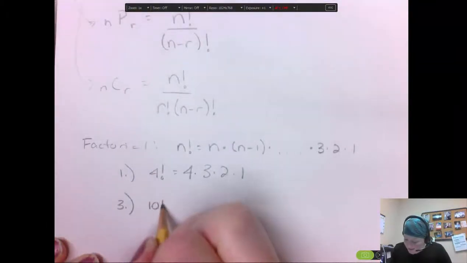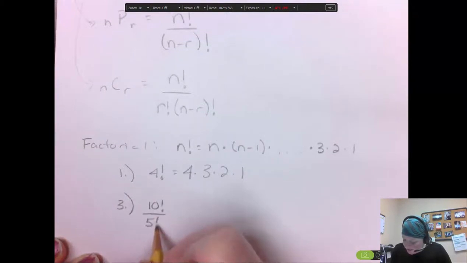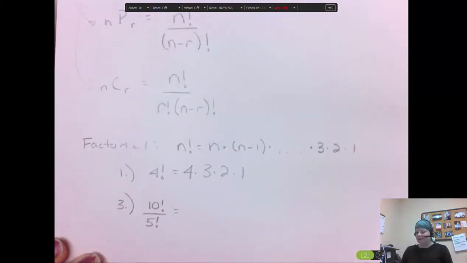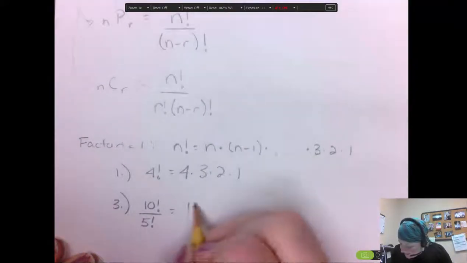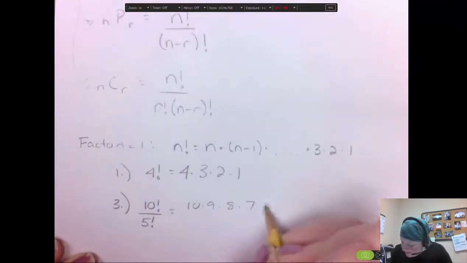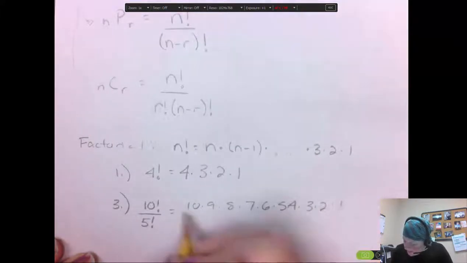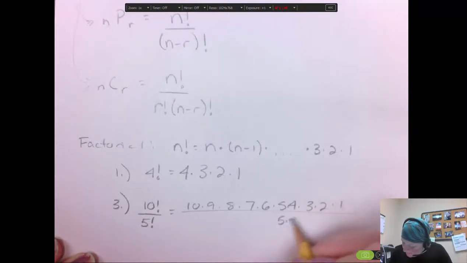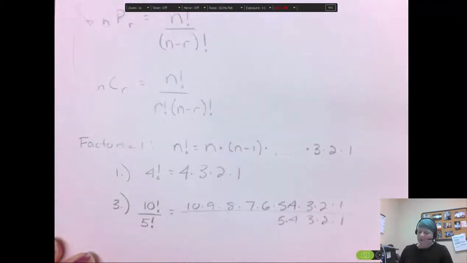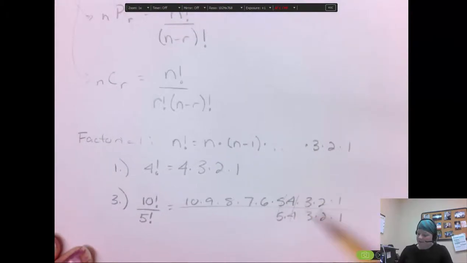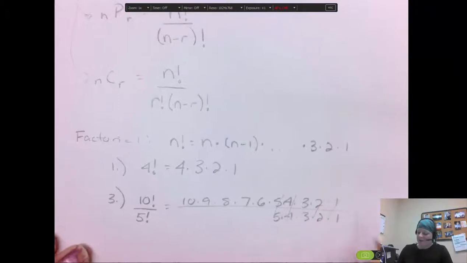So if I had 10 factorial and I wanted to divide it by 5 factorial, you have to be careful. You can't divide those numbers. You think of it this way. You have 10, 9, 8, 7, 6, 5, 4, 3, 2, 1, and on the bottom I would have 5, 4, 3, 2, 1. So can you see that these would cancel and you'd be left with 10 times 9 times 8 times 7 times 6, and that would be your final answer on that one, which I didn't calculate the top one either. Top one should be 24, but this one's going to be a lot bigger.